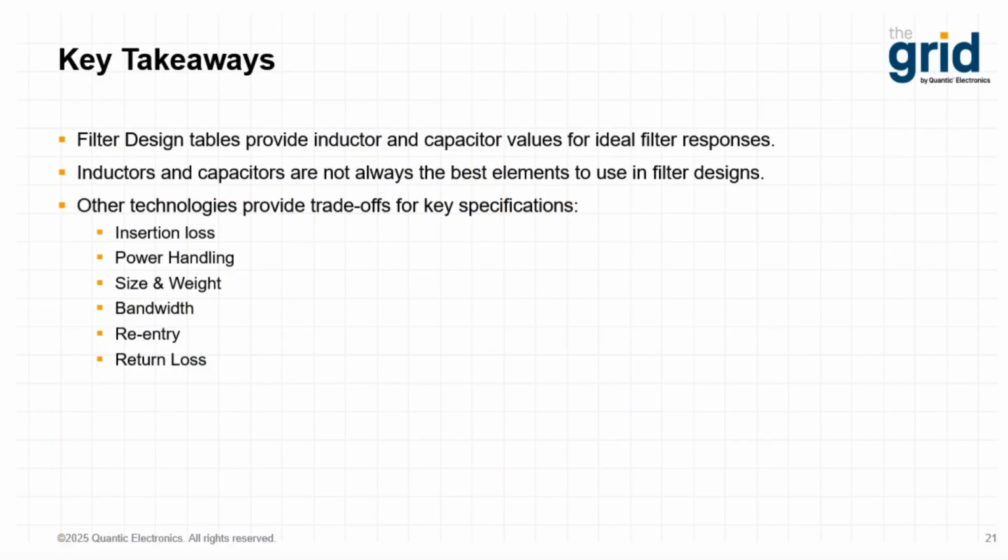Some of the key takeaways of this are that you can use different style filters to achieve different design results or performance results. If you want best insertion loss, you might want to use a cavity or a comb filter. Same with power handling. Now, size and weight are where cavity and comb filters let you down. LC filters are much, much smaller and lighter than cavity and comb filters. They don't have all that metal.